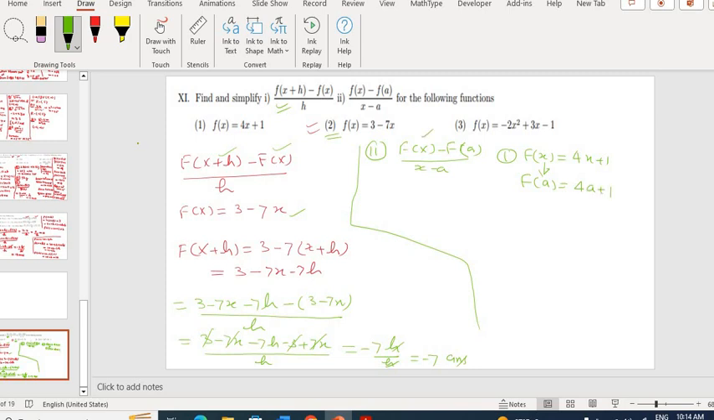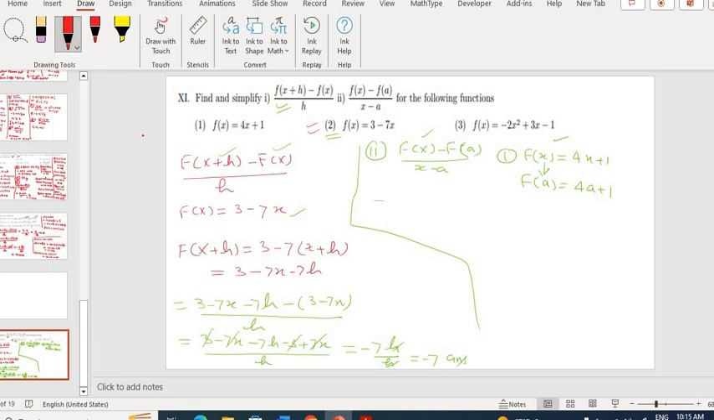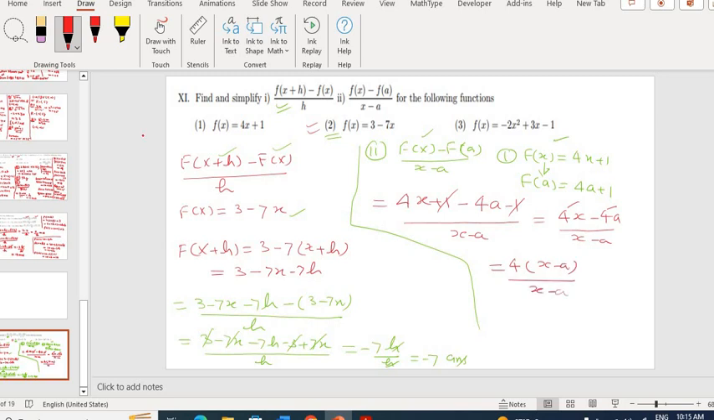So 4x means 4a plus 1. So now you have the f(x) value and the f of a value. So replace here: f(x) means 4x plus 1, minus f of a. That means minus 4a minus 1, because of the minus already here, divided by x minus a. So cancel: plus 1 minus 1 cancels. So it is 4x minus 4a divided by x minus a. See, 4 is here, 4 is here, keep it outside. The remaining part is x minus a divided by x minus a, so this cancels. So the final answer is 4.